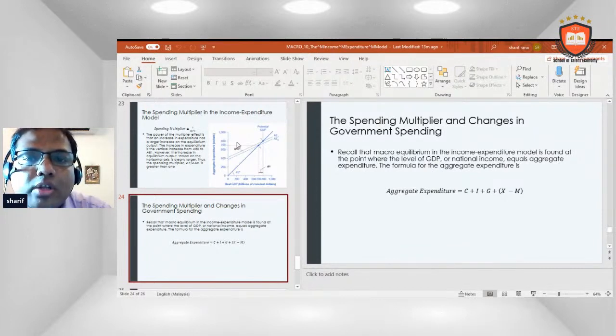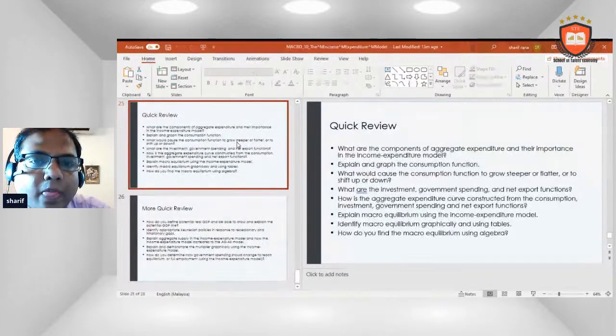Recall that macroequilibrium in the income expenditure model is found at the point where the level of GDP, or national income, equals aggregate expenditure. The formula for aggregate expenditure is AE equals C plus I plus G plus X minus M.